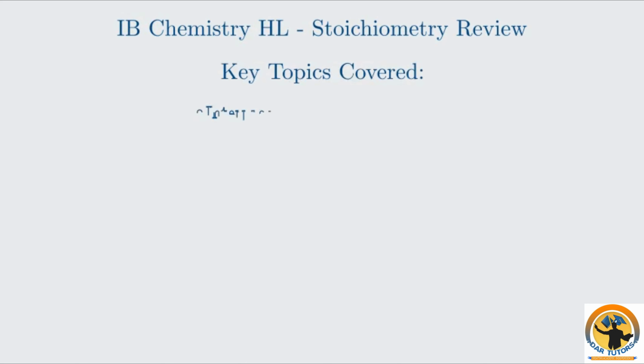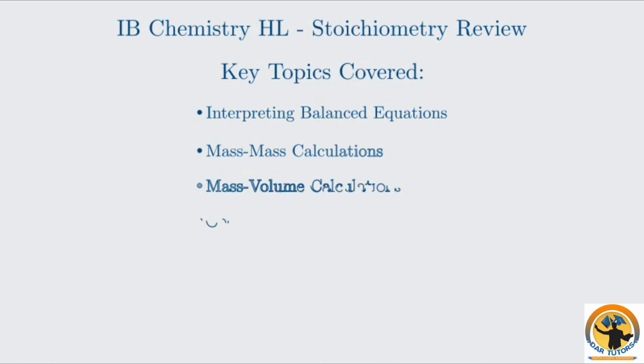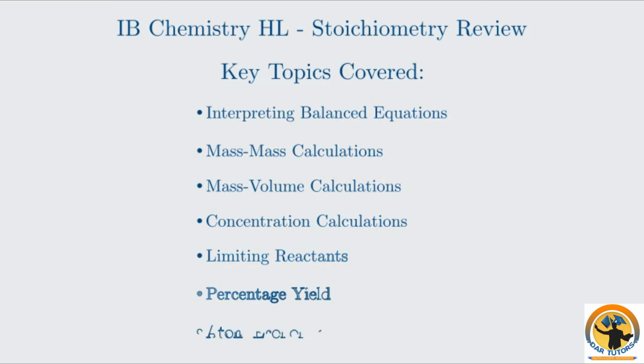We have now covered the fundamental principles and calculations of stoichiometry that are essential for the IB Chemistry higher level curriculum. You should now be able to interpret chemical equations, perform calculations involving mass, volume, and concentration, and confidently solve problems related to limiting reactants, percentage yield, and atom economy. Remember, practice is key to mastery. Work through many different types of problems to become proficient.